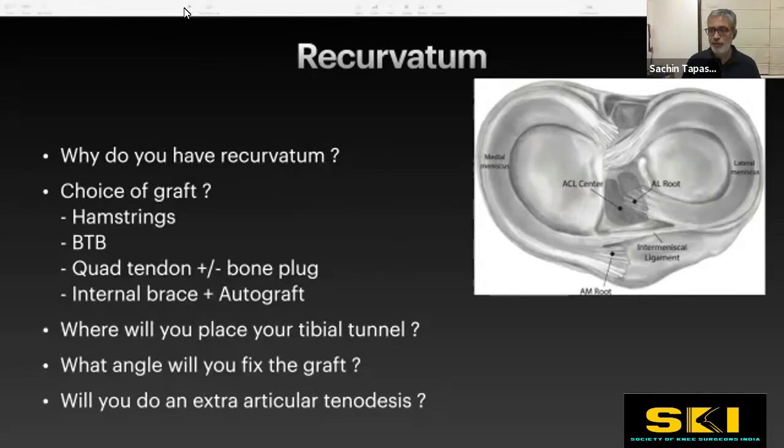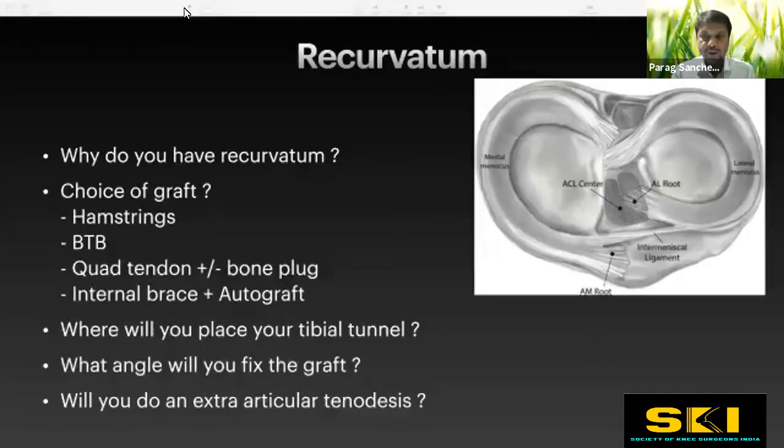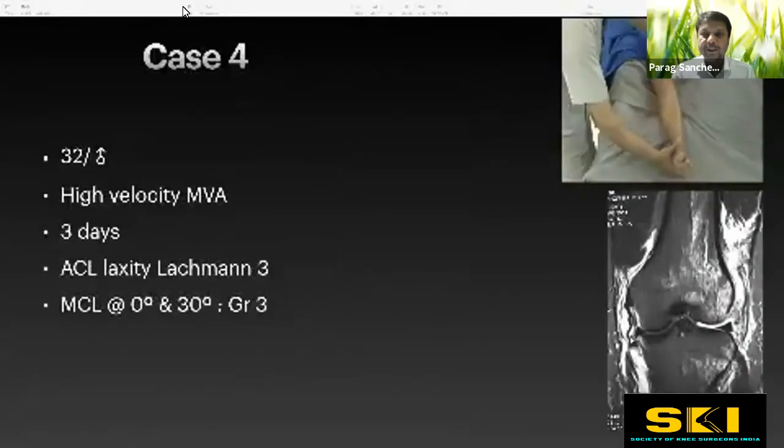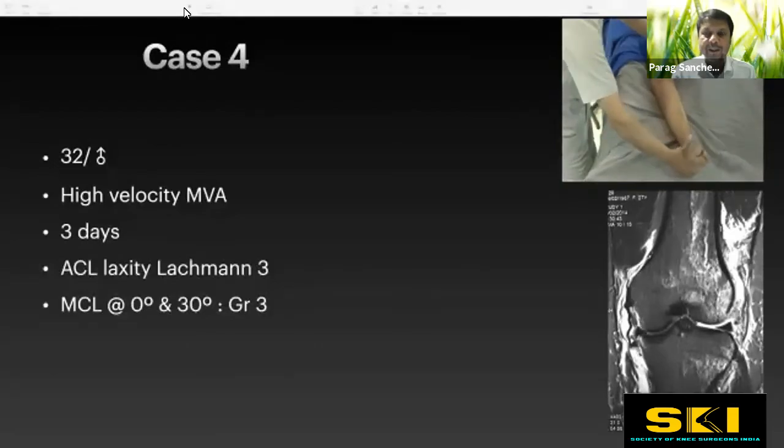So Parag, do we have time for one more case? Yeah, we have time for one more case, but before we go, there are two questions. Yes. Two questions. One is by Dr. Mahajan from Karad. So he's asking, what exactly is internal bracing? What do you use? How is it done? A little more details of the internal brace.